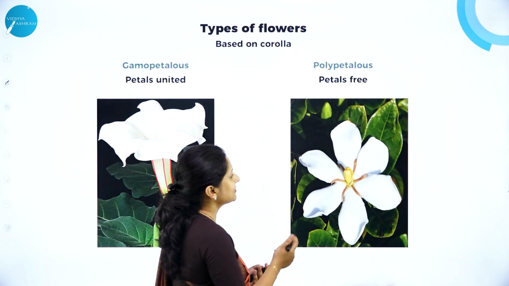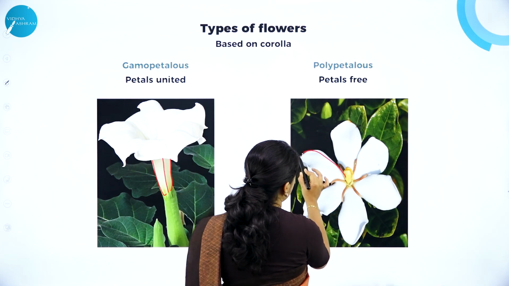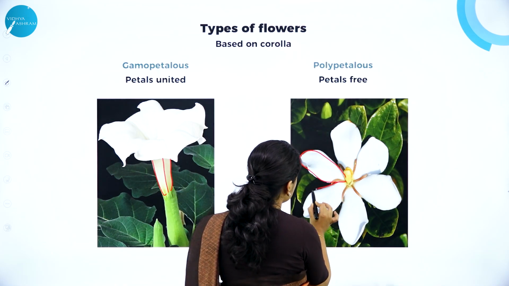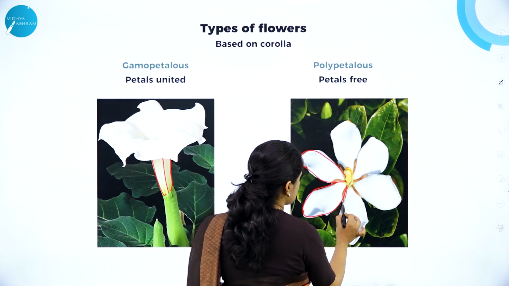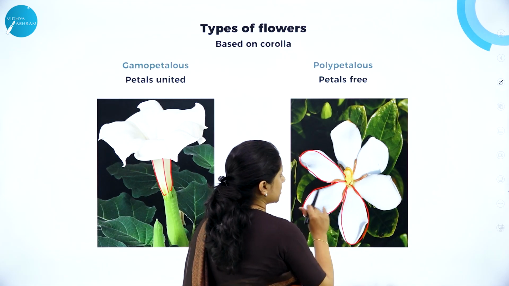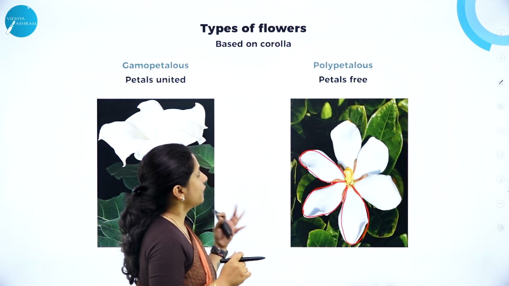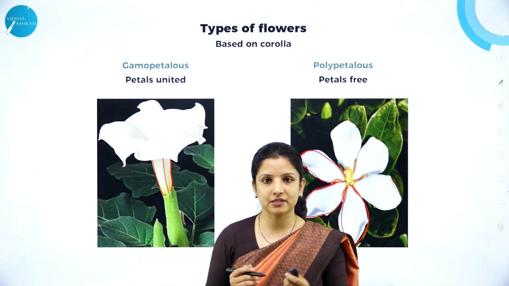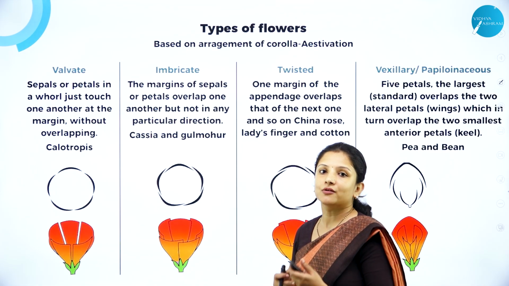Next here, the petals are entirely free. Here is one petal which is not connected to one another. Here is one petal which is not connected. Here, one more, not connected. It's not fused with each other. Therefore, the petals are free. It is polypetalous.